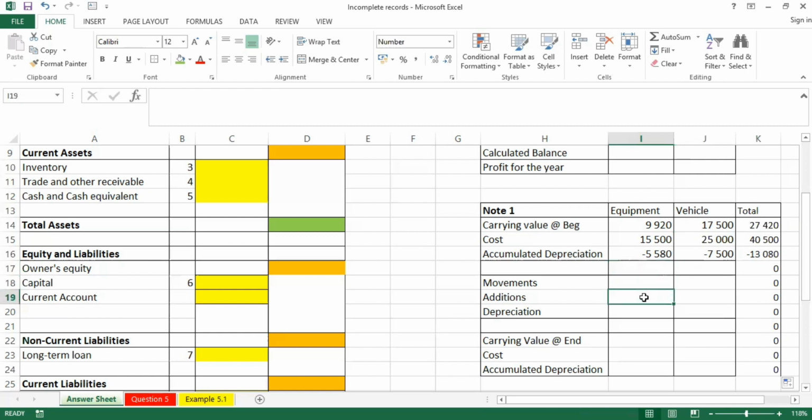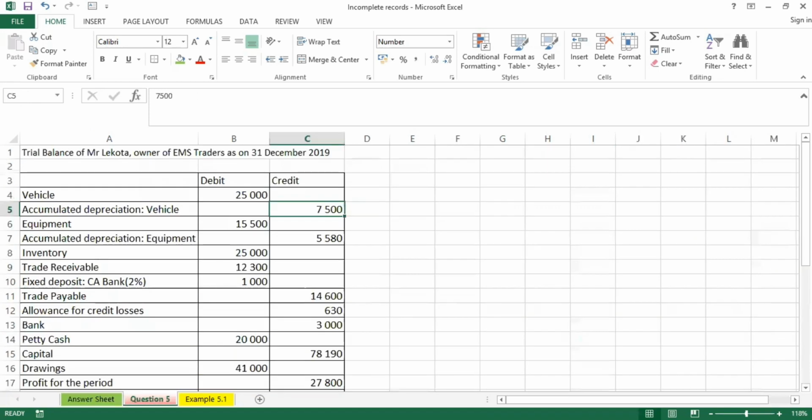Okay, but then we move on. We're coming to our movements. Our movements are additions and our depreciation. We're going back to our information to check what they told us concerning our additions for equipment. So let's go back to our information and check.